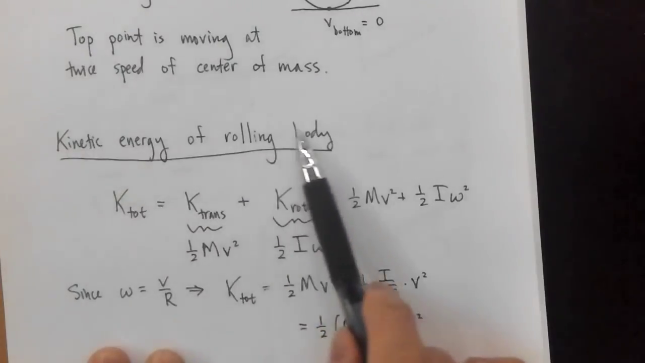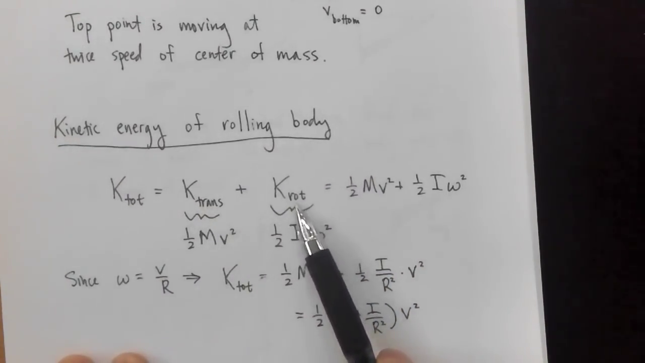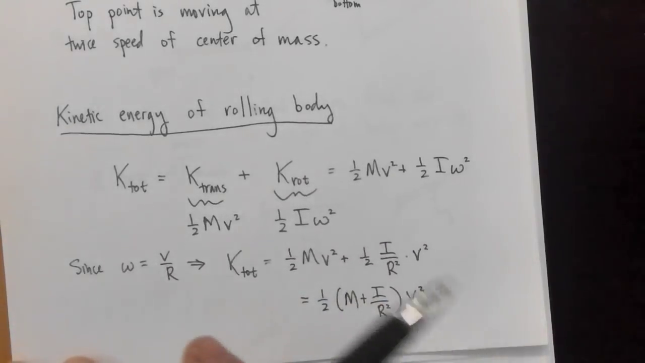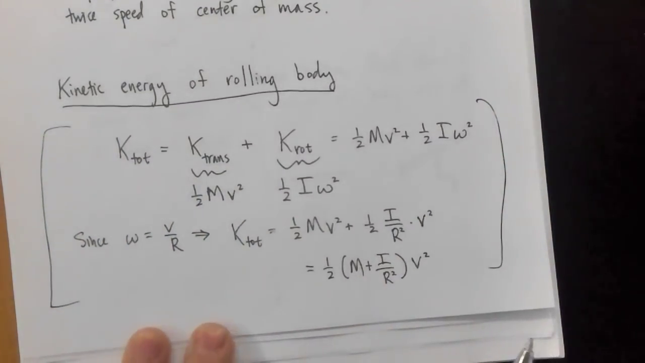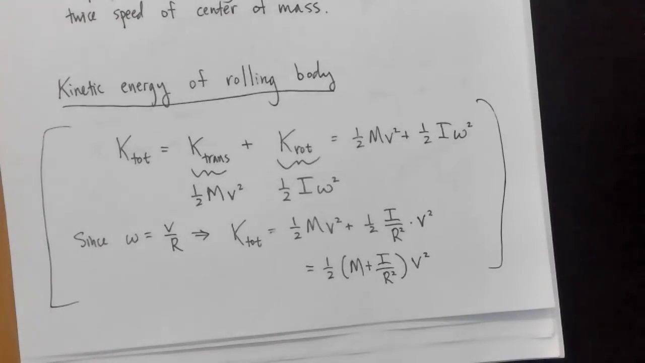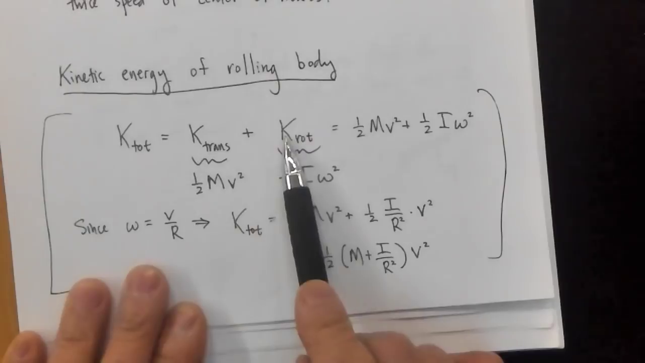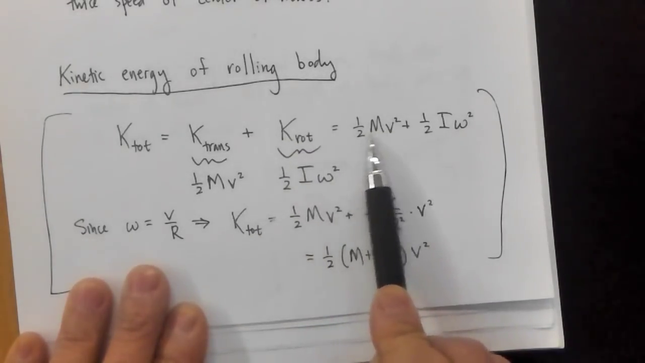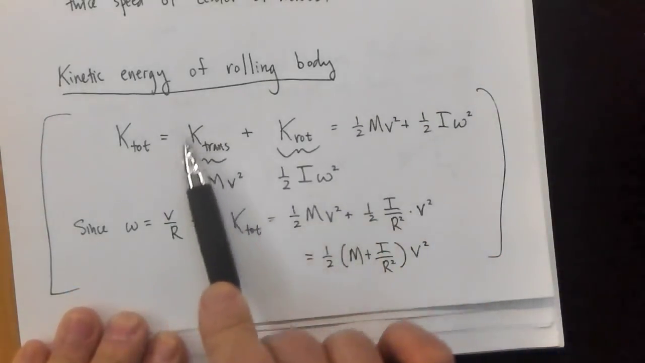Then we talk about the kinetic energy of a rolling body. K total is equal to K translational plus K rotational. This is actually kind of important. Even though this seems complicated, you really need to know how to do what I'm doing here, okay? K translational is 1/2 mv squared. K rotational is 1/2 I omega squared. All right, so it's the sum of the two: 1/2 mv squared plus 1/2 I omega squared. That's the total kinetic energy.